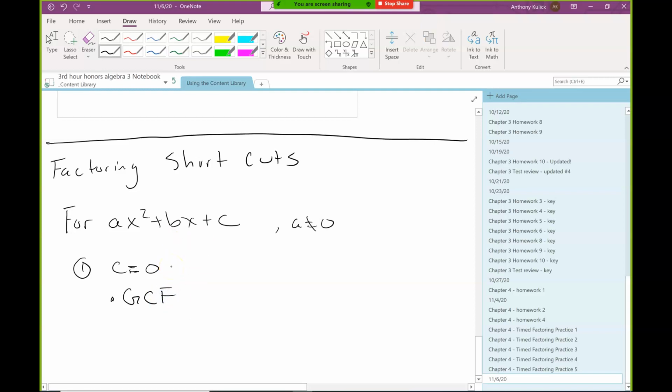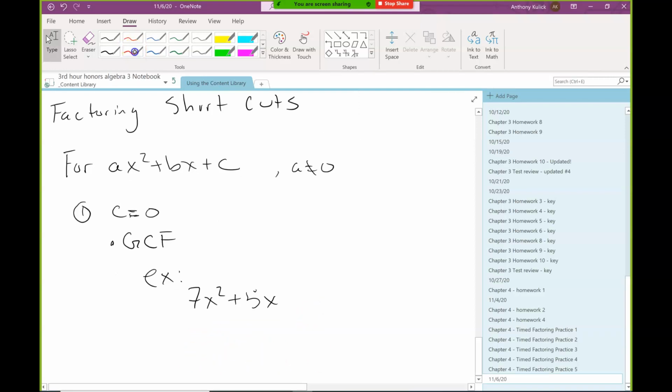So if c equals 0, it just means that all you can do is a greatest common factor. So for example, let's say we have 7x squared plus 5x. All I can do is take out an x. That's it. No factor by grouping needed. Pretty easy, right?